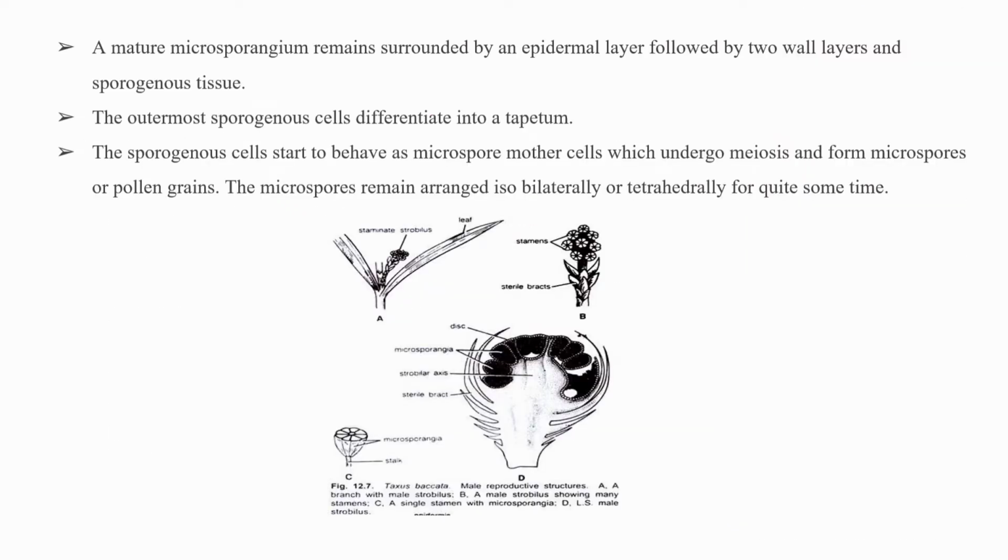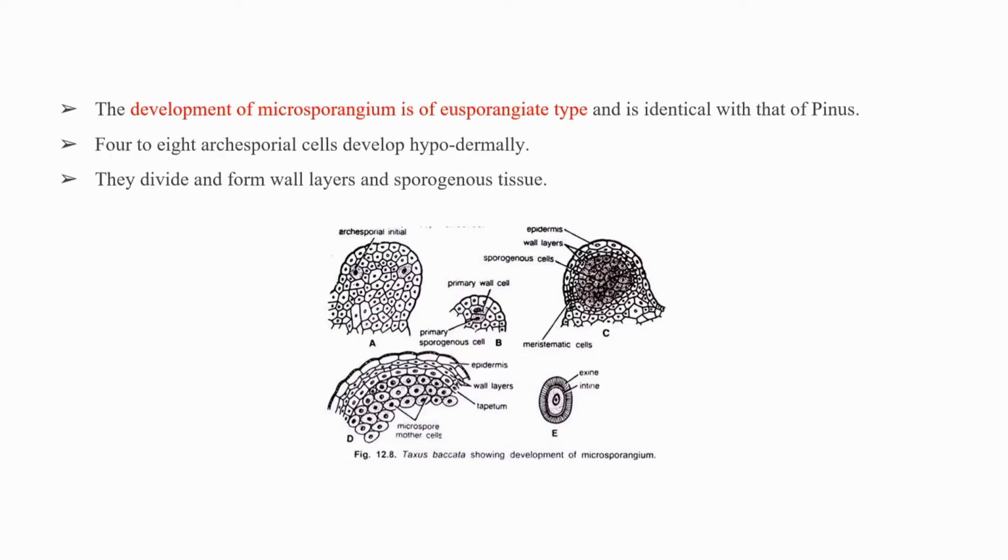A mature microsporangium remains surrounded by an epidermal layer followed by two wall layers and sporogenous tissue. The outermost sporogenous cells differentiate into tapetum. The sporogenous cells start to behave as microspore mother cells, which undergo meiosis and form microspores or pollen grains. The microspores remain arranged isobilaterally or tetrahedrally for quite some time.